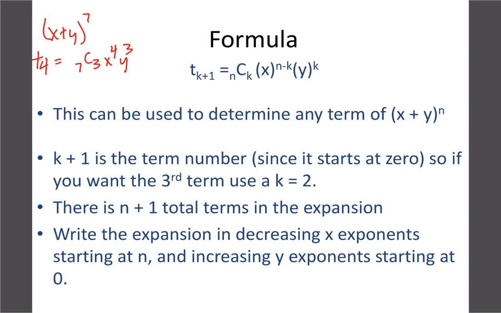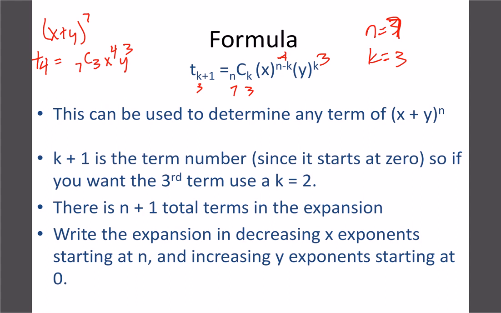To make a formula out of this, we have to do one less number. So we write our term as k plus 1. If we want term 4, we have a k of 3. Then 7c3 is that part. Our n minus k is 7 minus 3, which gives us 4. And then our k is 3. So when you're doing these questions, with (x plus y) to the 7, we want to think of our n as being the total, so that's our 7, and our k is the one less. Then we just plug it into the formula and it works out pretty good.